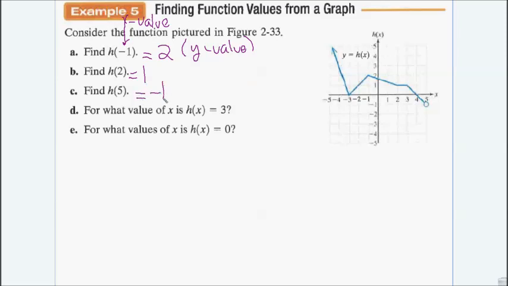Then we can go the other way. For what value of x is h of x 3? H of x, remember, is y, essentially. So when y is 3, x is -4. And when h of x is 0, so when y is 0, I have two answers. -3 and +4. Okay, so you don't have to calculate anything, but you do have to know when you're looking at the y-axis and when you're looking at the x-axis. So the h of x altogether is the y, and then whatever's inside the parenthesis is the x.